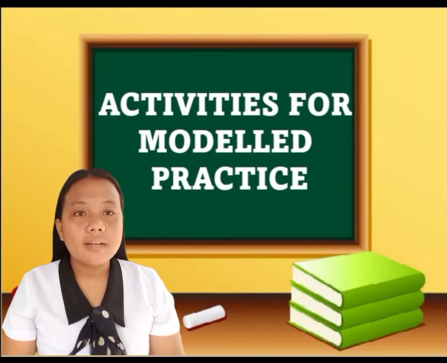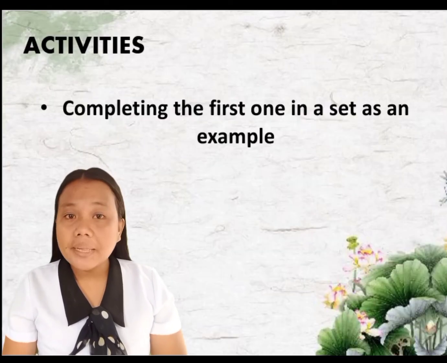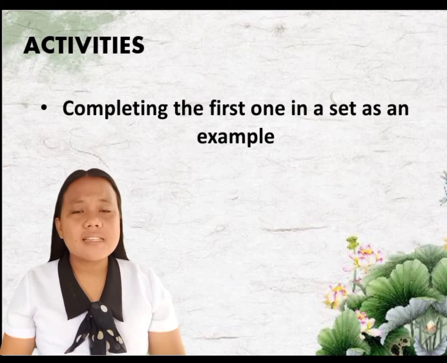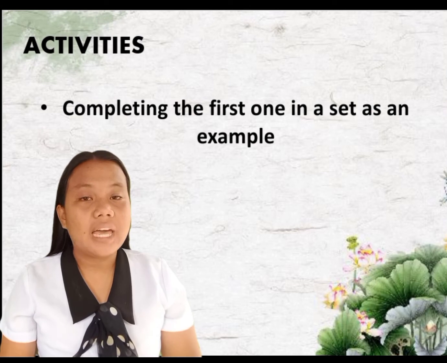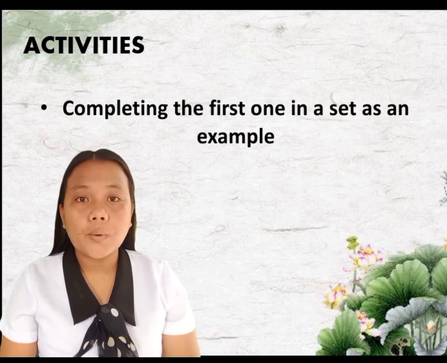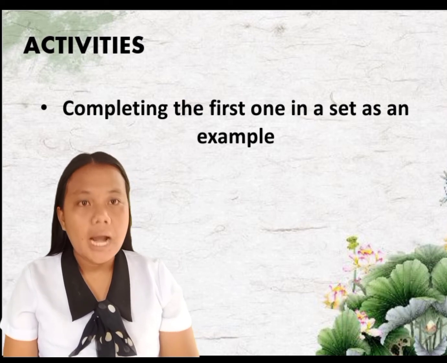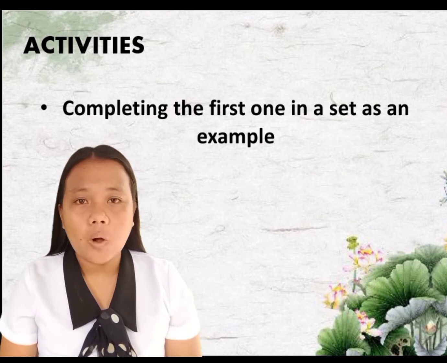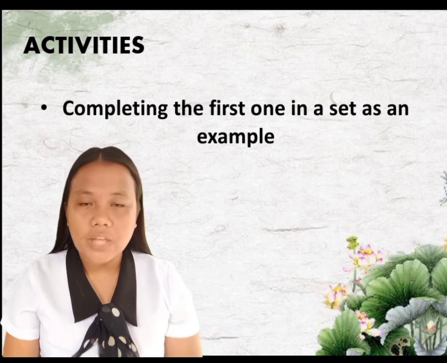These are the following activities for modeled practice. First is completing the first one in a set as an example. This is the simplest form of modeling, yet we've found that it's not used enough. In any kind of exercise in which students are working through multiple examples of the same type of questions or problem, it is helpful to model one or two examples so students know exactly what is expected of them.